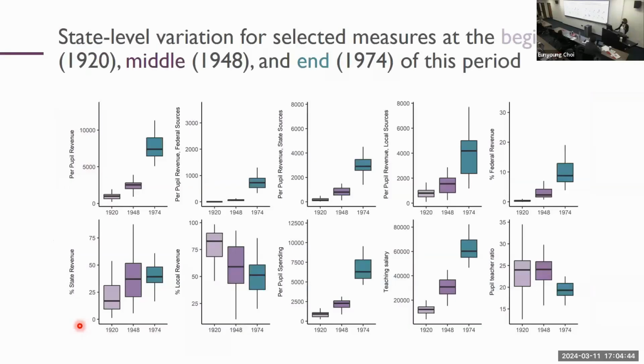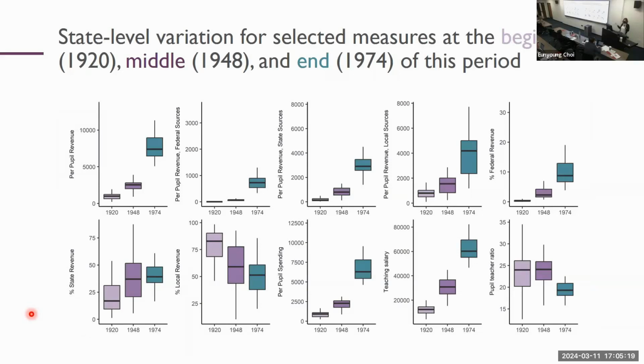So these are some figures that give you a snapshot of how this is changing from 1920 to 1974 across many of these different measures. The 1920 is in that lavender color, and the 1974 is in the teal color. You can see that there's a lot more variation in some of those revenue measures going forward. You have more revenue coming from the federal government and from state sources. You have a lot of variation at the local level as well.